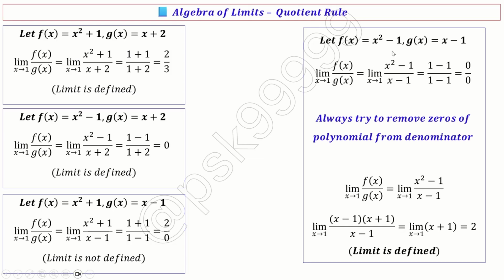Let's say f of x equals x square minus 1, g of x equals x minus 1. If I directly apply the limit as x extends to 1, I will get 0 by 0, correct? So always try to remove zeros of the polynomial from the denominator and numerator, of course. Wherever it is 0, you remove that. So x square minus 1, I can write as x minus 1 into x plus 1, and the denominator is x minus 1, I will cancel it. So I am left with f of x by g of x being nothing but x plus 1. So limit x tends to 1, x plus 1, which is 2. So the limit is defined and its value is 2, not division by 0. Hope you understand how to solve limit problems of the quotient rule.